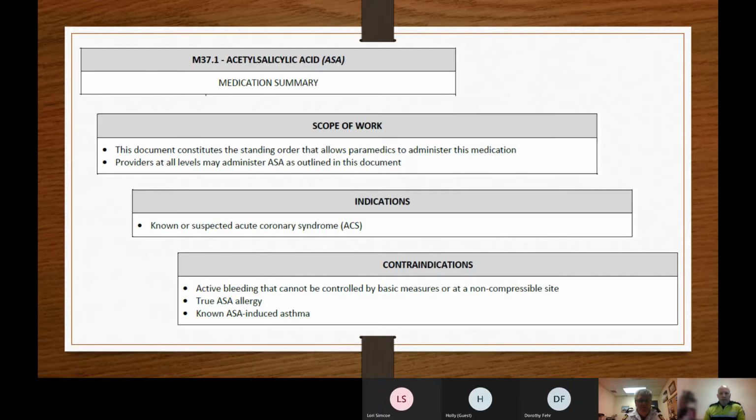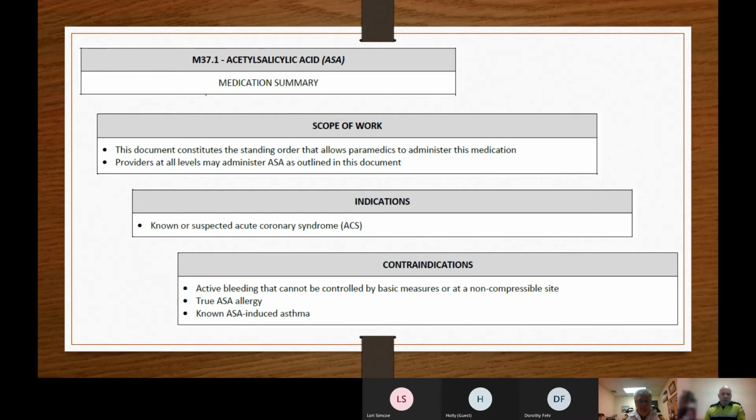So ASA, we've been giving this for a long time. It inhibits platelet aggregation by interfering with the production of thromboxane A2. So there's your trivia for the day. It's a substance that stimulates platelet aggregation. So giving ASA pre-hospitally makes a huge difference, because if there is clotting forming, blocking the blood vessels, that'll slow it down.